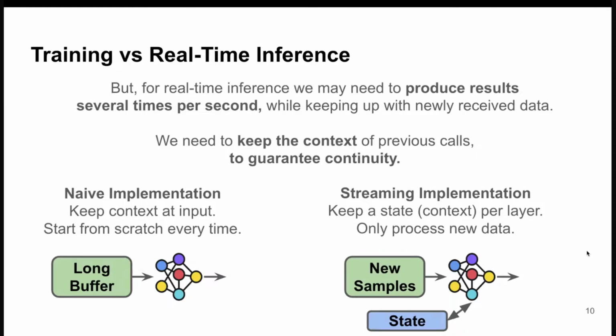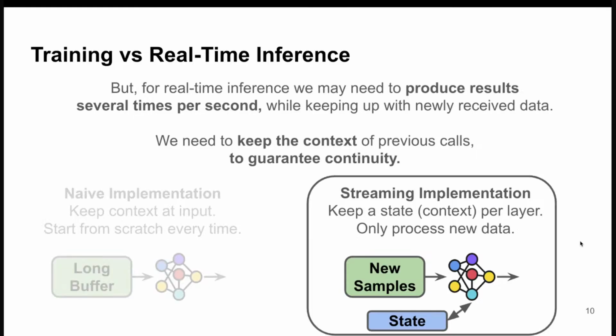Another way that we can think about this is a streaming implementation, where we only need to process the new samples as they're coming in. For that to work, we need to keep around some state or some context from previous inference runs, so that instead of starting from scratch, the model can start from wherever it left off at the end of the previous call and keep moving forward from there.